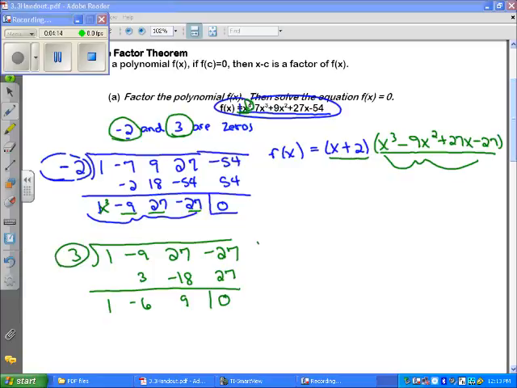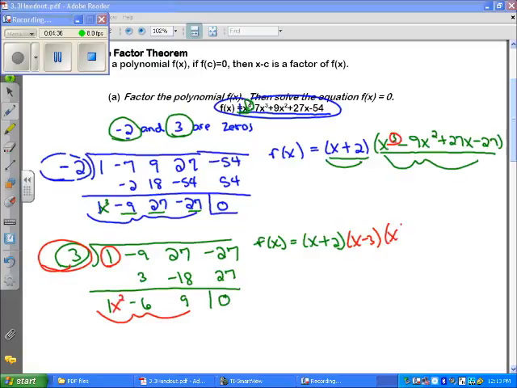So I'm going to rewrite my polynomial. I have this factor. I have this factor, which is x minus 3. And then finally, I have this factor. If you remember, this corresponds to x cubed, so this should start with x squared. So I have x squared minus 6x plus 9. Okay, now we're left with a second degree polynomial.